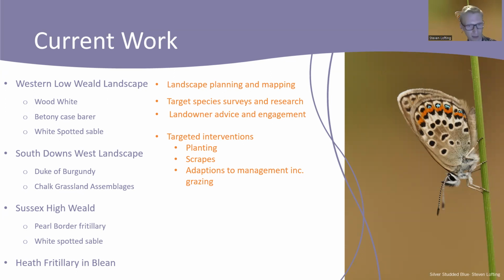We target species through survey and research, one, to find out where they are, but as I've said with white-spotted sable, we need to understand them more, what they're doing, what is their phenology, what is their ecology, in order to best conserve them at scale. And then we can bring about targeted interventions, and this may vary from species to species.